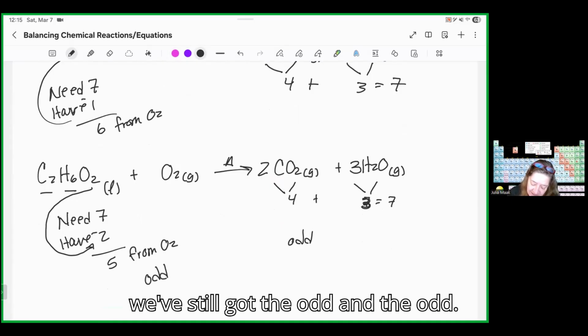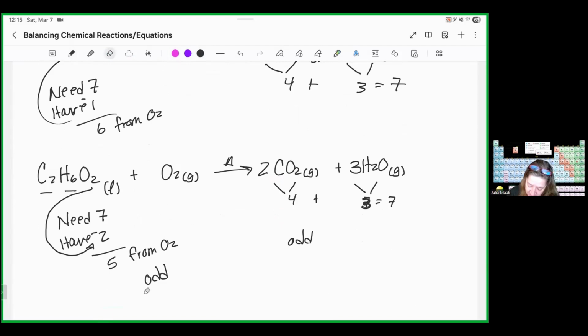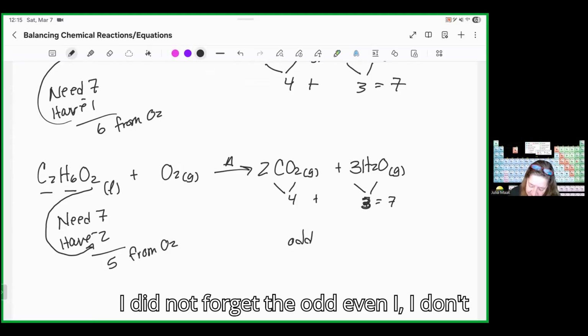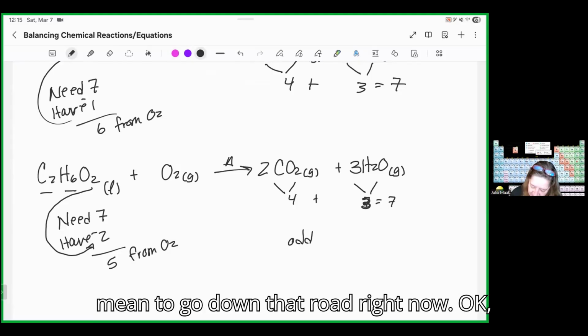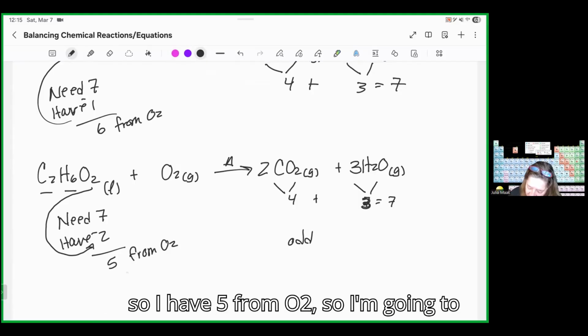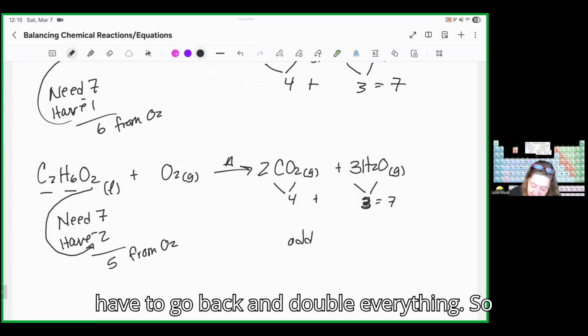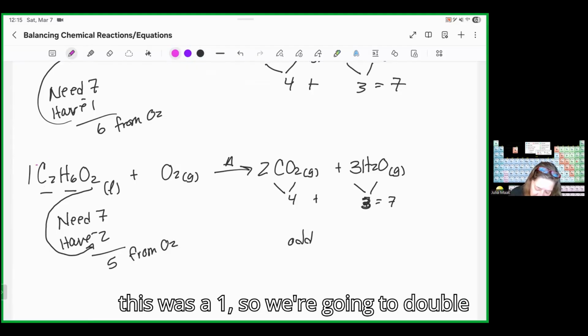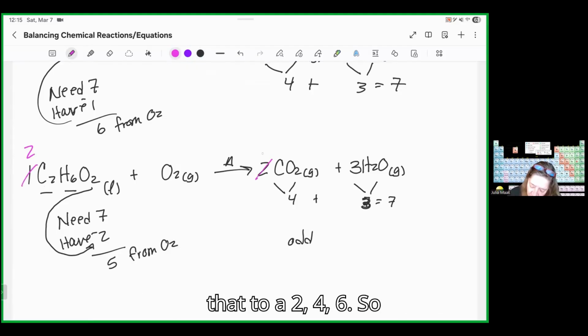So we've still got the odd and the odd. Okay. So, odd and odd. Forget the odd even. I don't mean to go down that road right now. Okay, so I have 5 from O2, so I'm going to have to go back and double everything. So this was a 1, so we're going to double that to a 2, 4, 6.